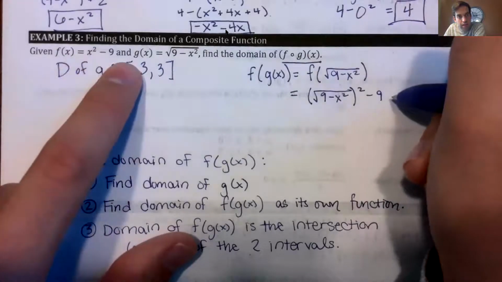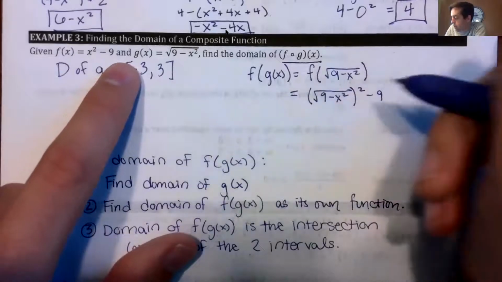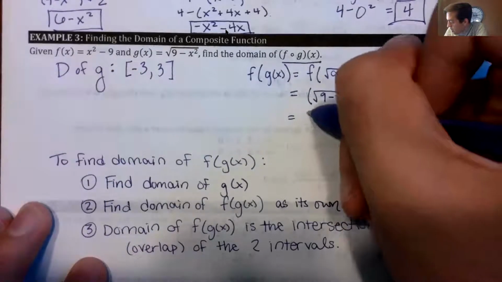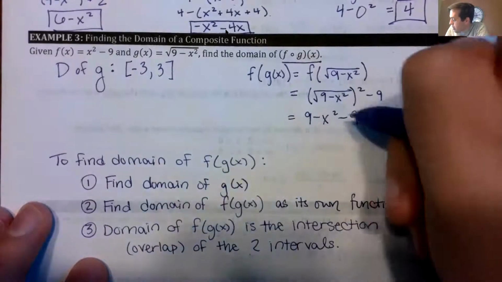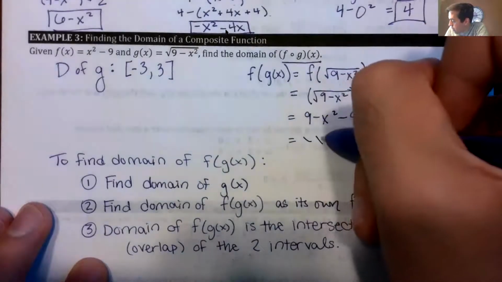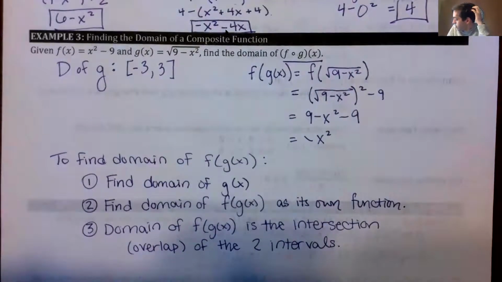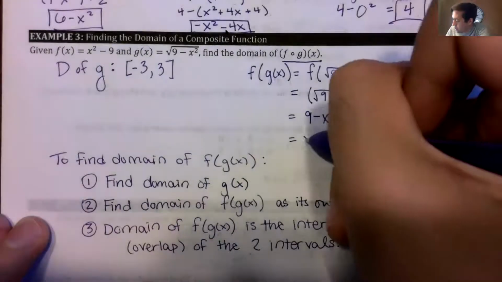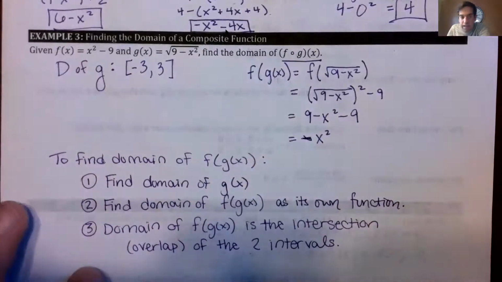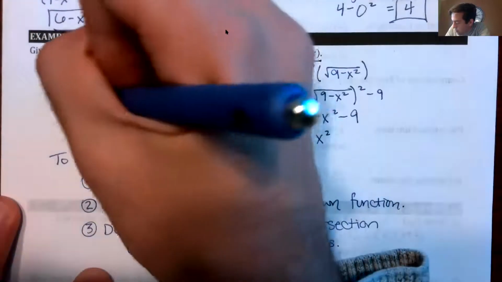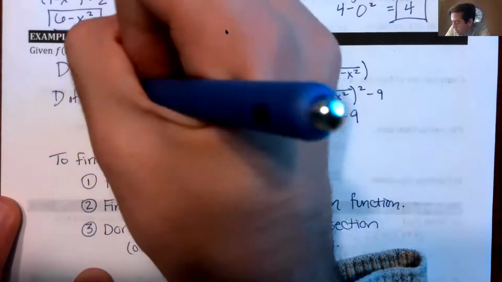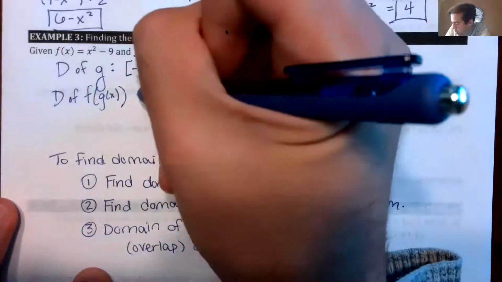The squared minus 9 stays there. So the square and the square root cancel out, so we get 9 minus x squared minus 9. And 9 minus 9 is 0, so we get negative x squared. So now the question is, what is the domain of f of g of x as its own function? That's a negative. It looks kind of sideways, but that's negative. So the domain of f of g of x as its own function.